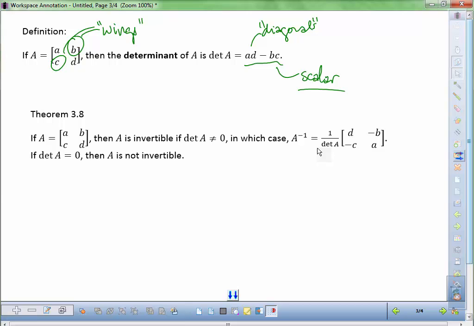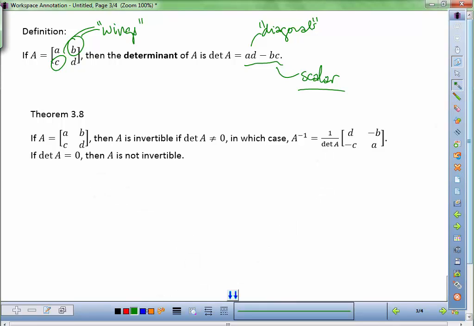All right, so as long as the determinant is not equal to 0, we're all good. We can find the inverse of a 2x2 matrix. Now, this is a theorem, which probably means we should try to prove it, or let's just say that we did. Actually, we can prove it. This is easy enough to prove. Let's prove this directly.